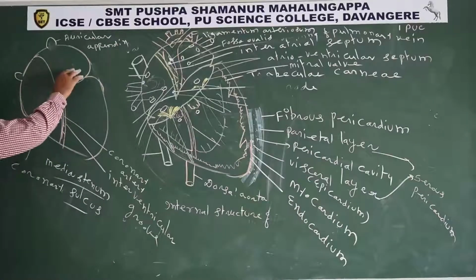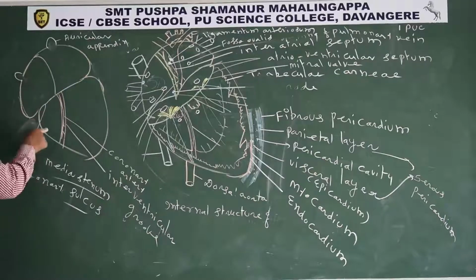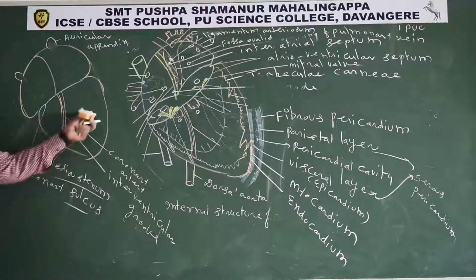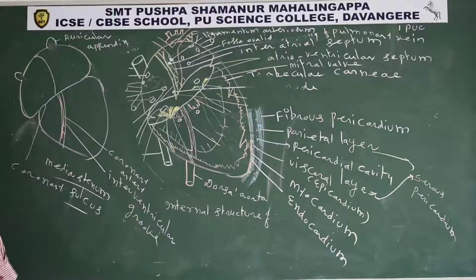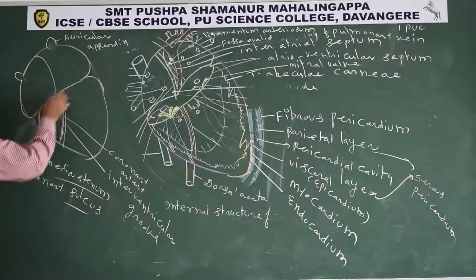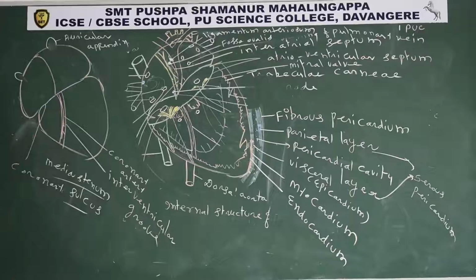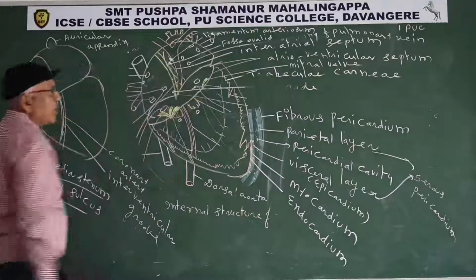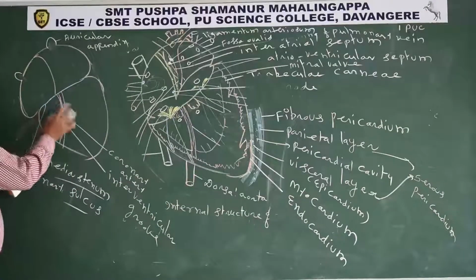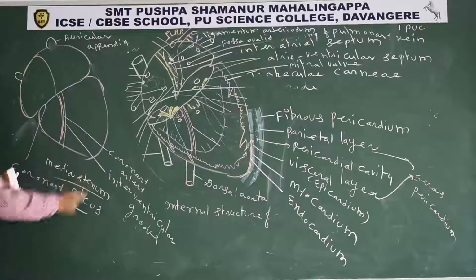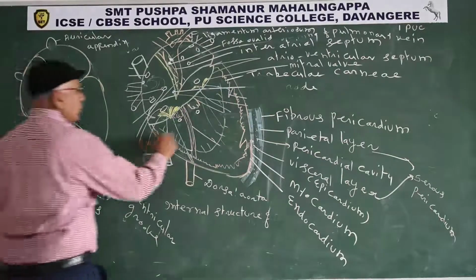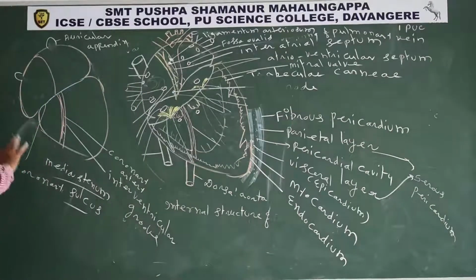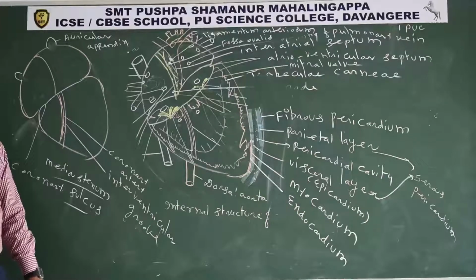Four chambers: right atrium, left atrium, right ventricle, left ventricle. Right atrium is bigger than the left atrium, left ventricle is bigger than the right ventricle. Atria and ventricles are externally separated by the coronary sulcus. Atria and ventricles are internally separated by the atrioventricular septum. Two ventricles are externally separated by the interventricular groove. Two ventricles are internally separated by the interventricular septum. Groove is external separation, septum is internal separation.